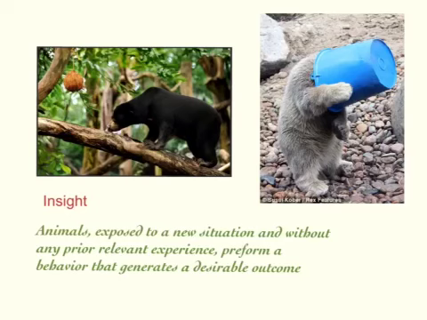And then there's insight. Animals exposed to a new situation without any prior relevant experience perform behavior that generates a desirable outcome. For example, a bear's honey isn't located in the same area, because not all bees have their nests at the same height in the same tree. So bears have to figure out a new way in different situations how to get to their honey. And in this case, the bear's honey was in a bucket, so he had to figure out a different way to get to it.